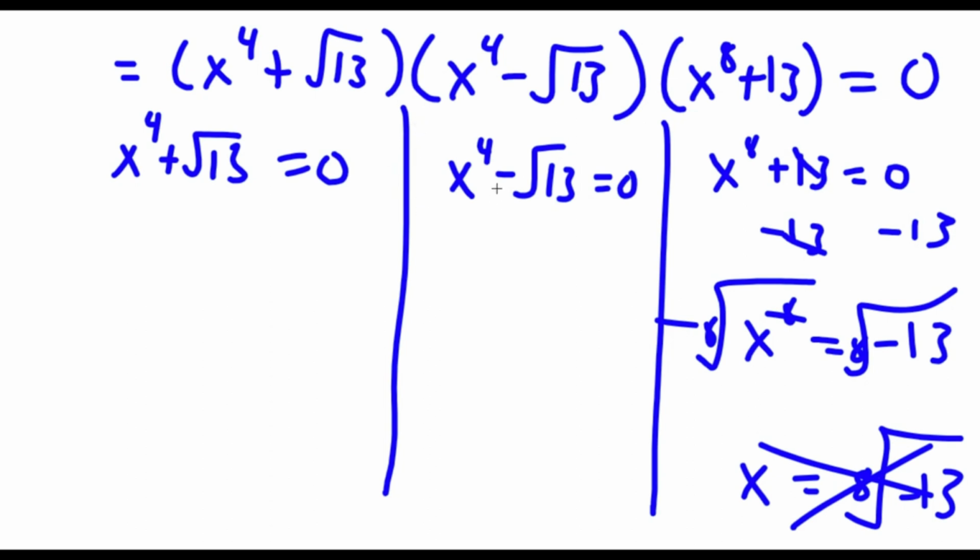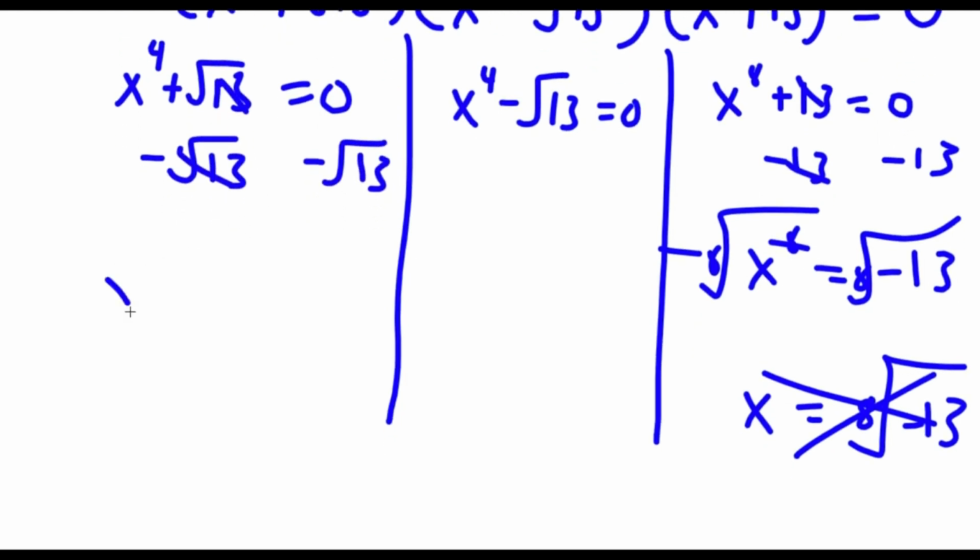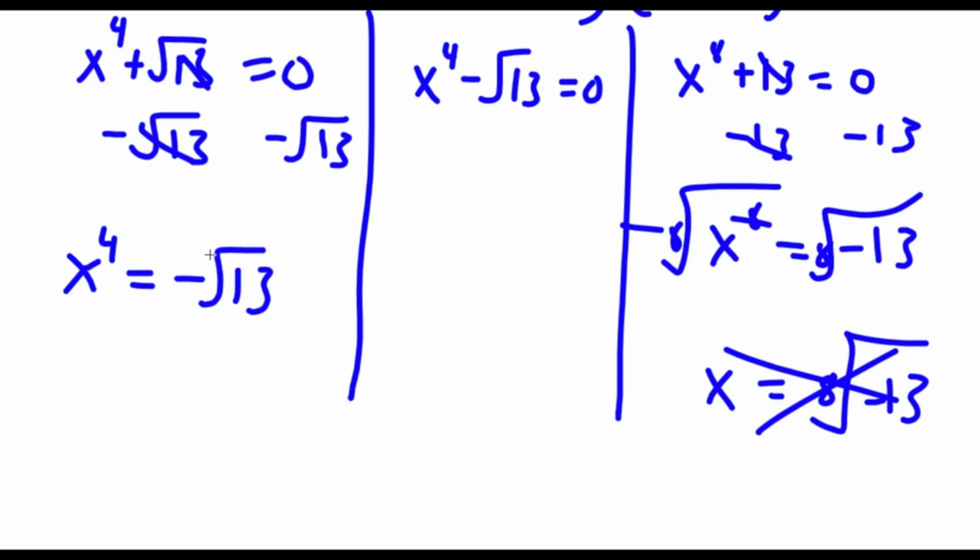So now for x to the power of 4 plus the square root of 13 equals 0, I'm going to first subtract the square root of 13 on both sides. So then these two cancel out. Now I have x to the power of 4 is equal to negative square root of 13. And again, same thing over here. This is not going to work out because you can't take the fourth power of a positive number and make it negative. So this is wrong as well.